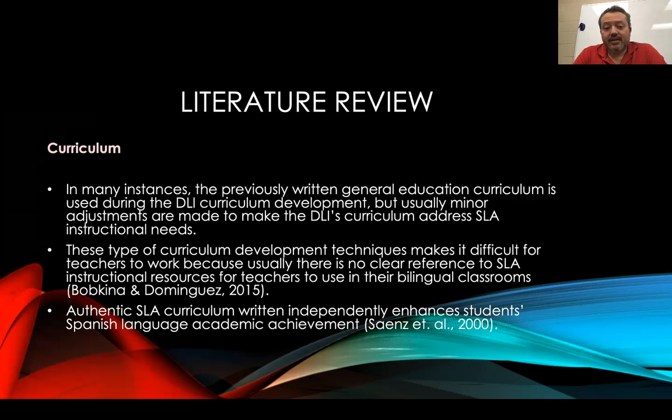So, authentic Spanish language arts curriculum is written according to science. It's written independently, and it enhances students' Spanish language academic achievement.